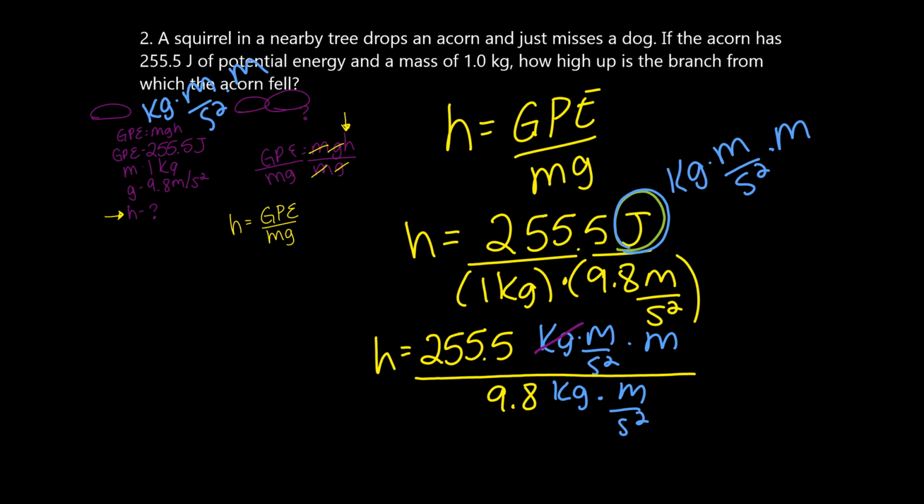Now it's more clear that you can divide kilogram by kilogram, meters per second squared divided by meters per second squared. We're left with a meter, which is the unit of height, so you know that you set the equation up correctly.